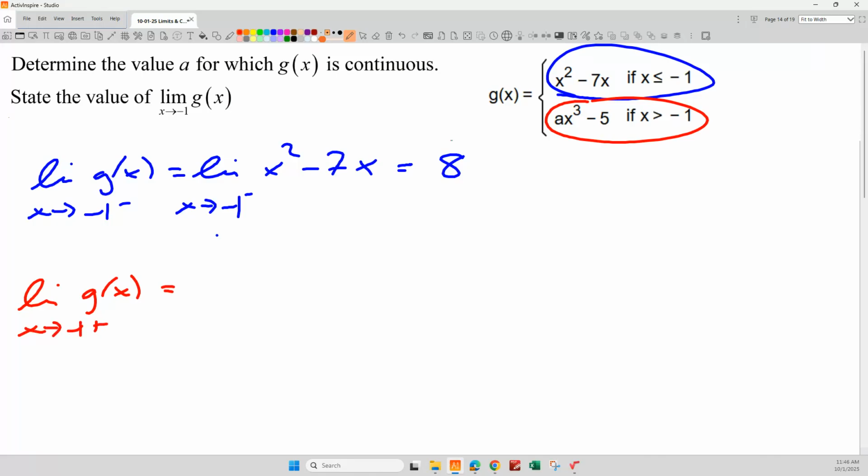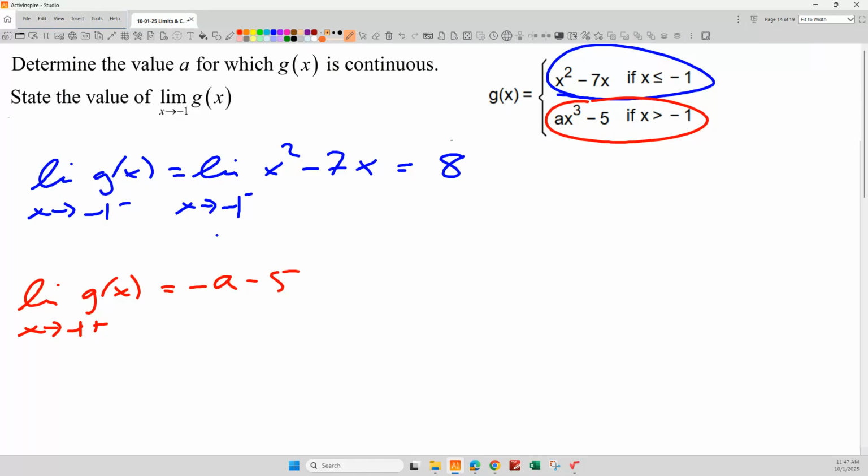The limit from the right, if I evaluate it directly, is what? How do you get a number? -a minus 5. Agreed? If I evaluate this directly at -1, I get a times -1 cubed. Well, that's just -a minus 5.